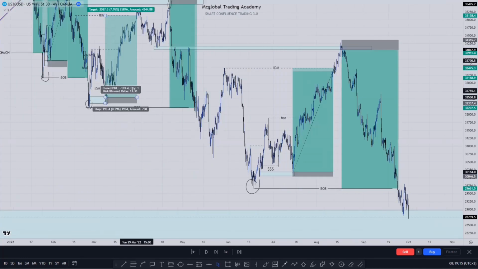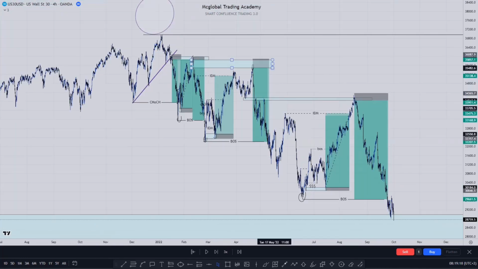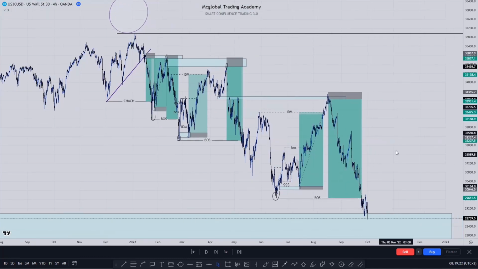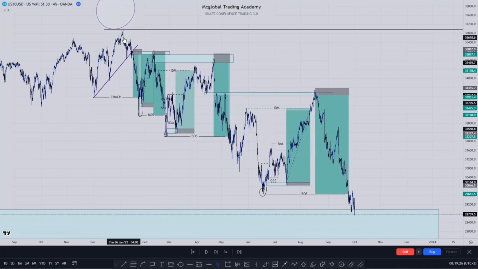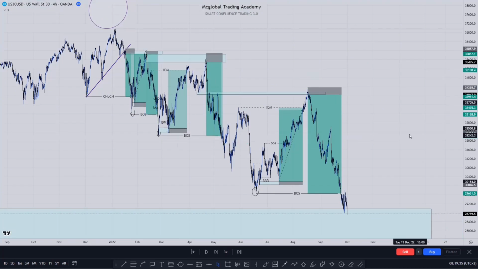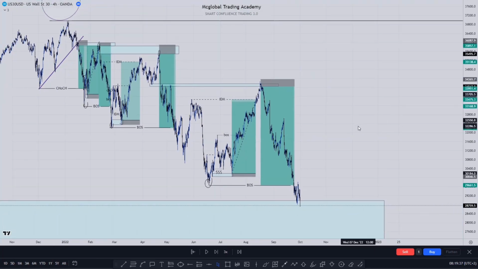So these were the entries that you were supposed to take from January 2022 up until September: January, February, March, April, May, June, July, August, September, nine months. Imagine for the nine months you sold there, you bought there, you sold there, you bought there, you sold there, you bought here, you sold again there. Maximizing on all these entries. That's a lot of money, trust me.